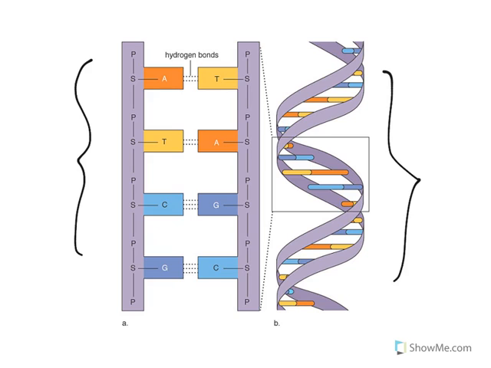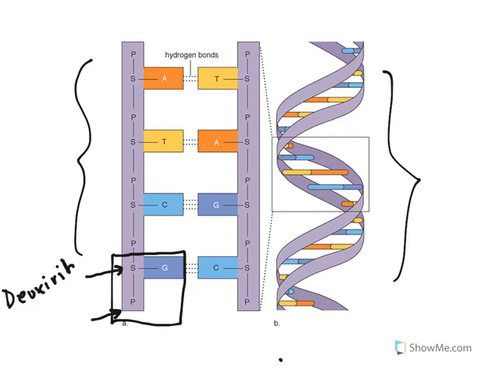Now, DNA is going to consist of building blocks. The building blocks are called nucleotides. And a nucleotide is going to have three components: a sugar, a phosphate, and a nitrogen base. Here is the phosphate molecule, and the sugar in DNA is going to be deoxyribose. Deoxyribose is the sugar that's going to be found in DNA.